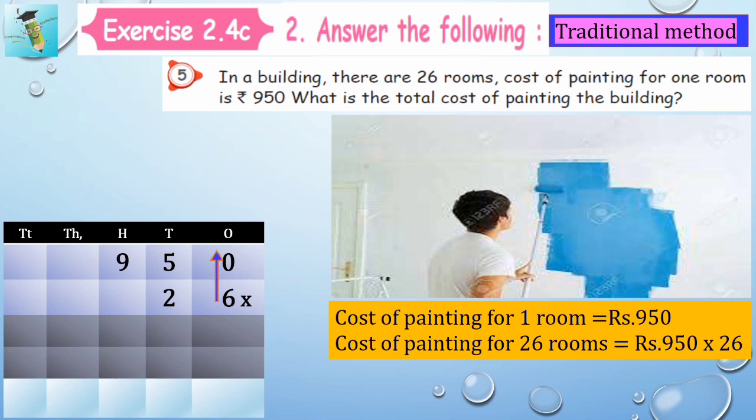So 6 zeros are 0, then 6 5s are 30, so 0 down and 3 above, 6 9s are 54 plus 3 is 57. Good. So bring down the 5. Now come to the tens column. So before that we need to enter the 0. Now come to the tens.